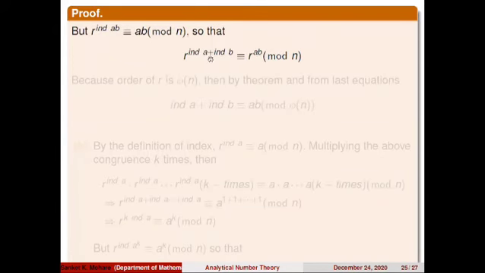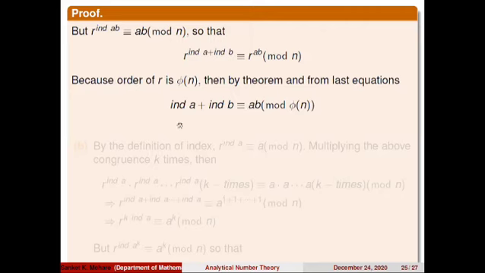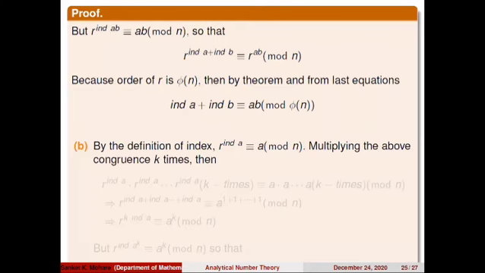Now using the last theorem, theorem 8.2: if a has order k and a to the power i is congruent to a to the power j modulo n, then their powers i and j are also congruent, so i is congruent to j modulo k, where k is the order of a. Here, because the order of r is phi of n, by theorem 8.2 and from the last equation, we have obtained index of a plus index of b is congruent to index of ab modulo phi of n.